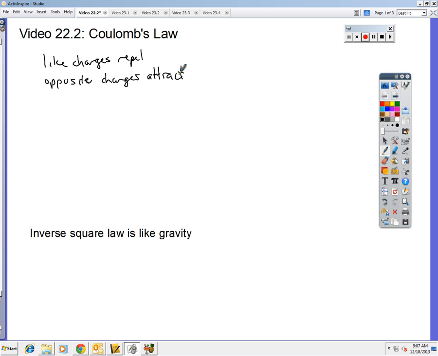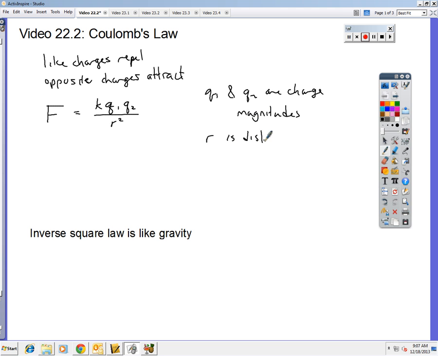But the equation describing the magnitude of the force is the one you know: k q1 q2 over r squared, where q1 and q2 are the two charges, or rather the magnitudes of the two charges, and r is the distance between them. We're assuming them to be point charges, which is a pretty good assumption for most of what we work with. We'll see some where that's not the case, but for now we'll just work with point charges.